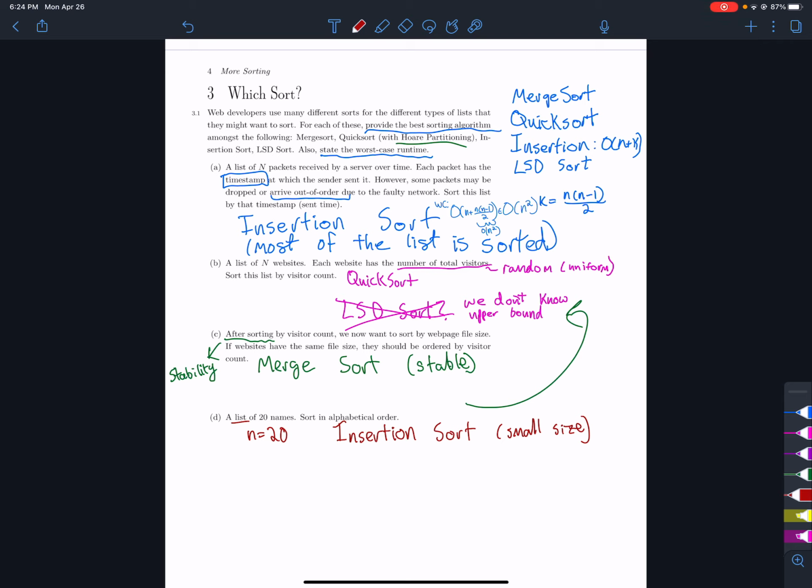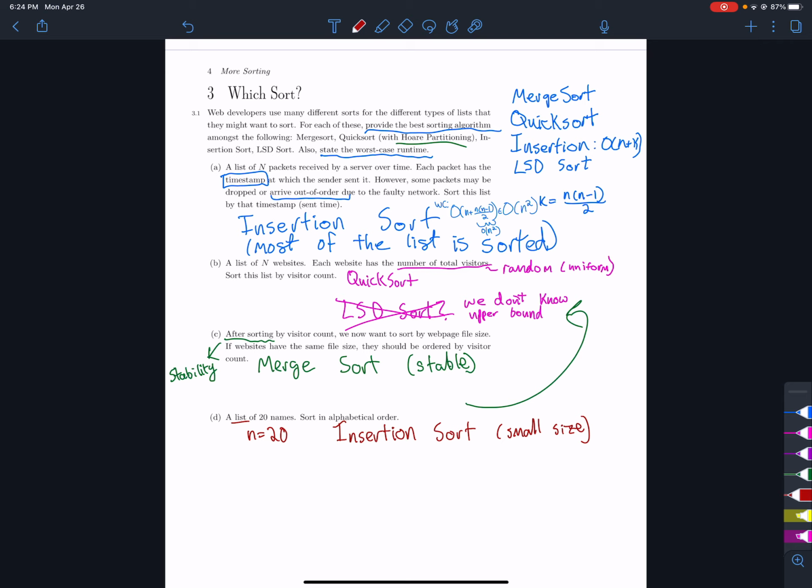For LSD sort, that wouldn't really work here. We don't know anything about the names. Are all the names a million digits long, or are all of the names 10 digits long at the max? We can't really say. And we would have to do some padding with LSD sort. So well no, we wouldn't. We would have to do that with MSD sort. My bad, I misread this. This is LSD sort. So yeah, but we don't really know that.